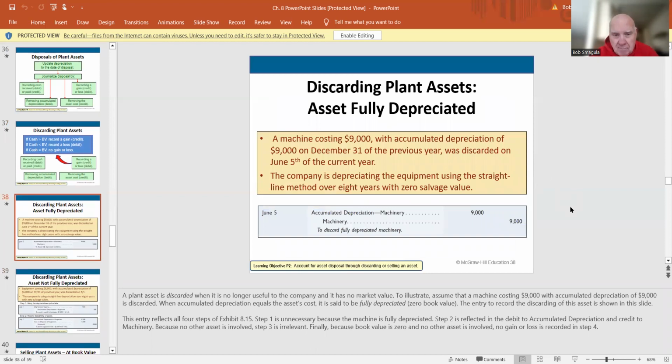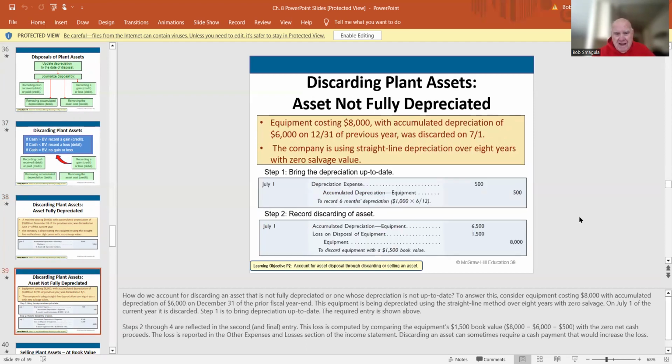Here we go. A machine costing $9,000 with accumulated depreciation of $9,000 at December 31st. It was discarded in June. The company is depreciating the equipment using straight line method over zero salvage value. So they're getting rid of a machine with accumulated depreciation of $9,000. You are going to debit accumulated depreciation and credit the machinery. They're teaching this in two-line entries, I guess, which I don't think is a good way to go. This is better.